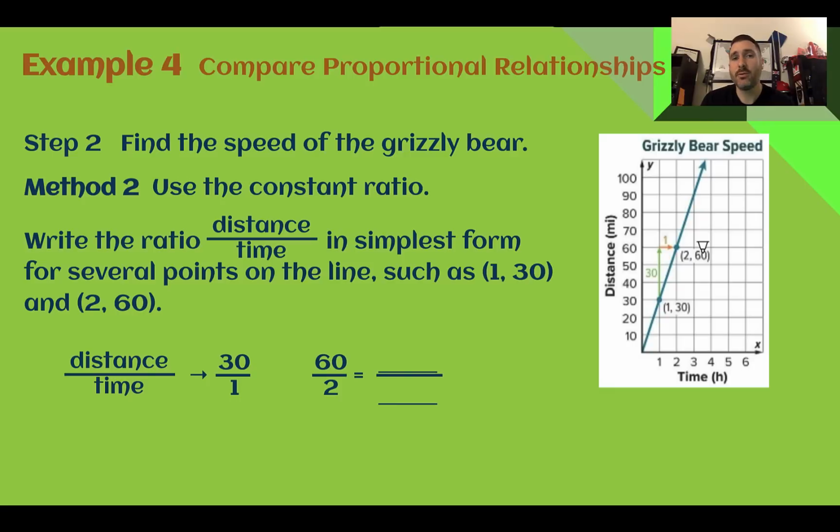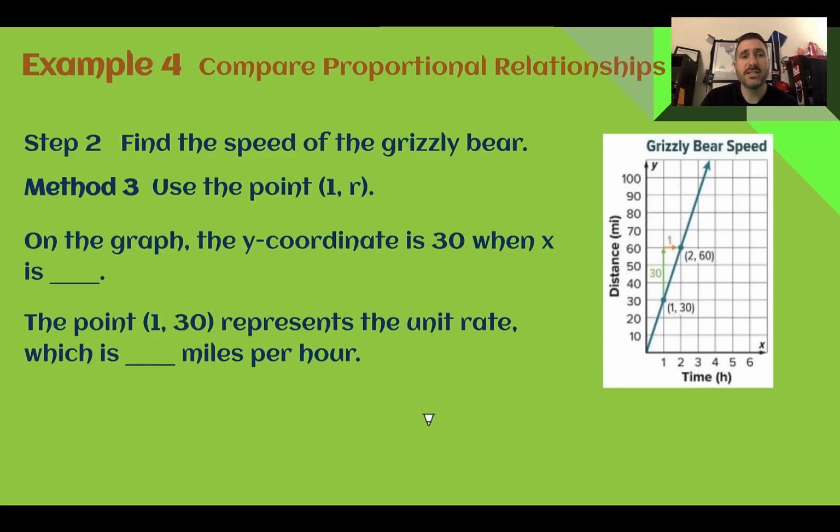Another method we could use is with the constant ratio. So I know that 1 gave me 30. In 2 hours, it was 60. So what is being multiplied by each time? We can just choose these points as y and x, make it into a ratio, y over x, and then divide it and simplify it. So if I pick 30 over 1, that's going to be my easiest. 30 divided by 1 is 30. Or I could have done 60 miles in 2 hours, which is still 30 over 1. Either method, we find that the grizzly bear is going 30 miles per hour.